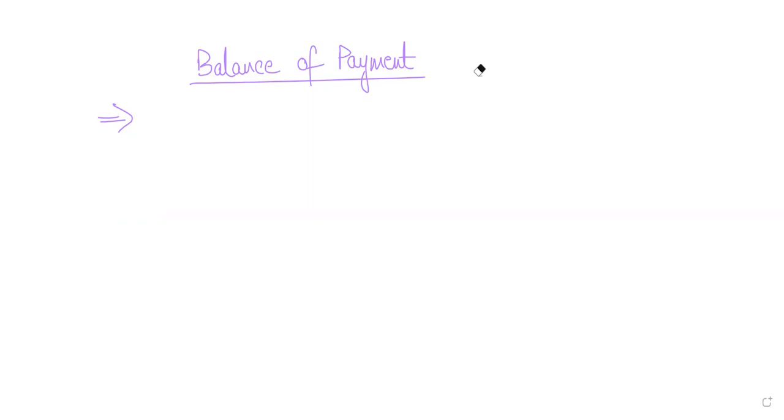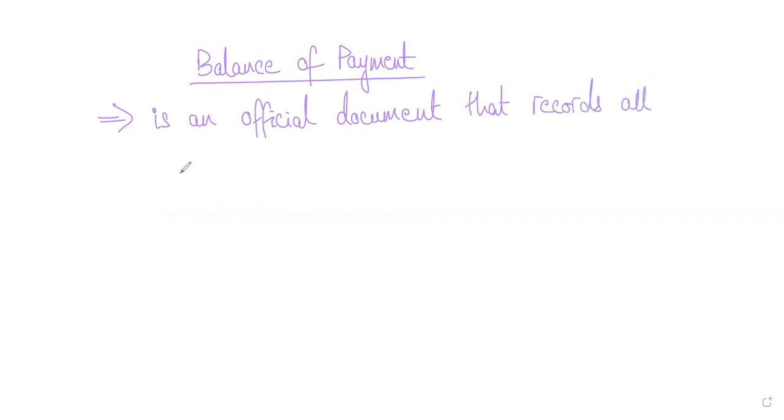So let me quickly write down the definition and then move forward from here. Balance of payment is an official document that records all international transactions of a country. It records all international transactions. Right. Is this simple? Okay.